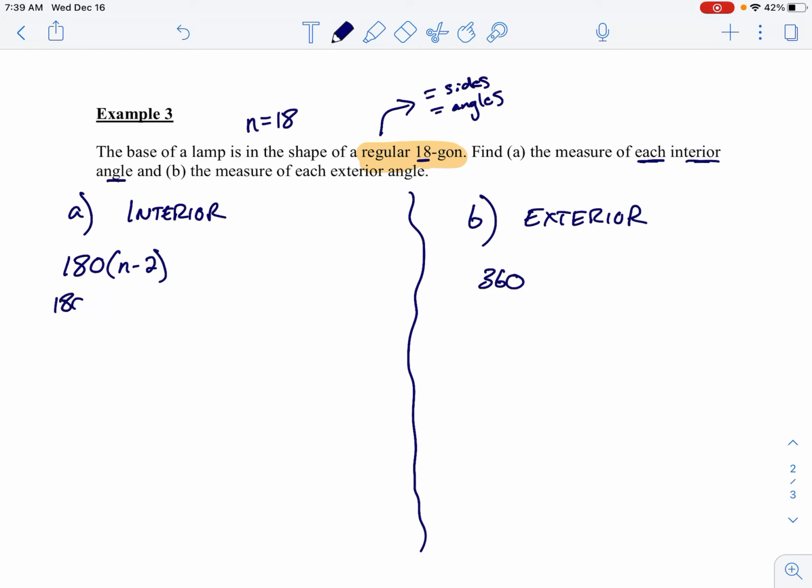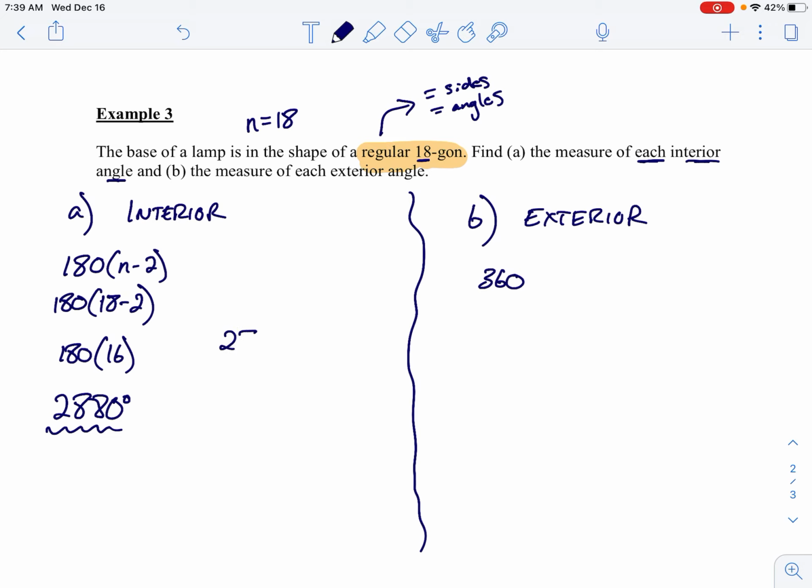So 180 times 18 minus 2. 18 minus 2 is 16, so 180 times 16. And then I'm going to use my calculator. 180 times 16 is, wow, that's a lot, 2,880 degrees. Now, that's not our final answer because we want each.